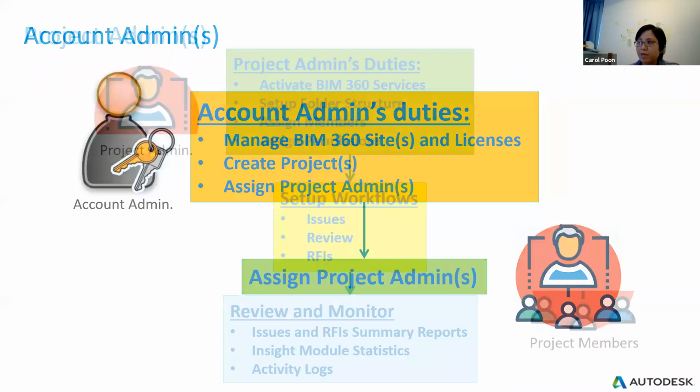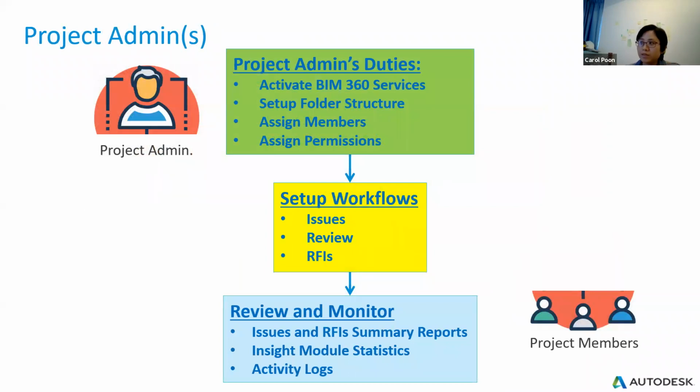For the project admin, they have to select which services, such as Design or Docs or Build, they should use, and then set up the folder structure for the project, and then invite the members, and then set up the permission of the folder for different members. Inside BIM 360 Docs, we have 6 grades of folder permission, such as view only, view and upload, and download, etc. So you will have the chance to try it later on.